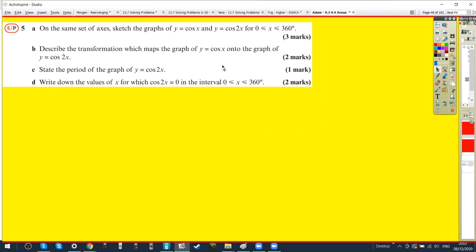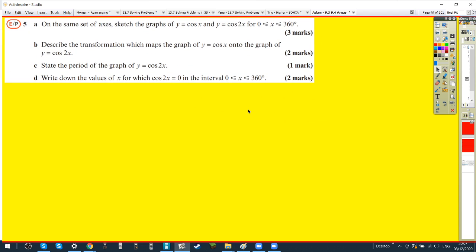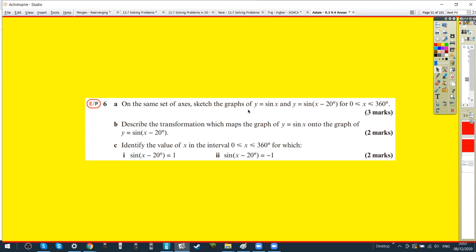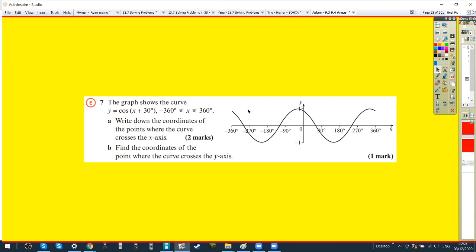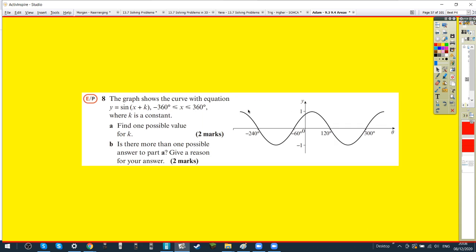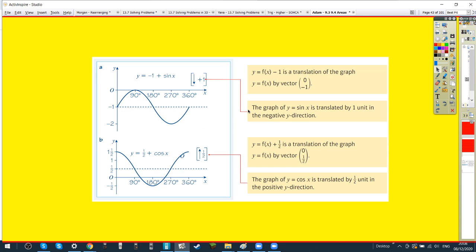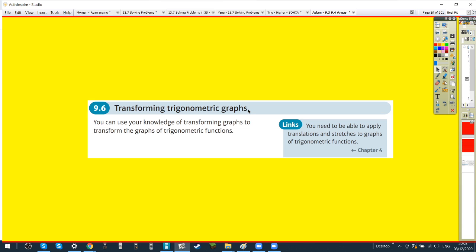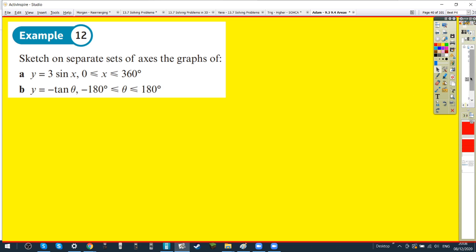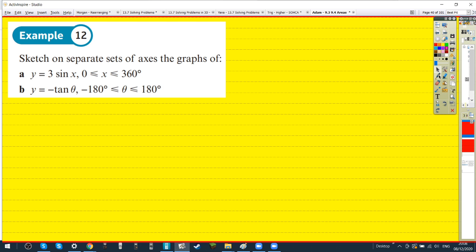So this is the stuff. Why didn't they ask this earlier? Let's see what you already know. So y equals sine x becomes y equals 3 sine x. Any idea what the transformation is?